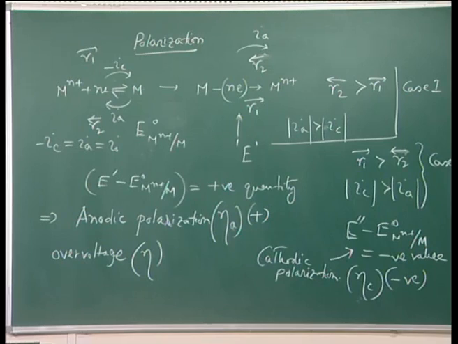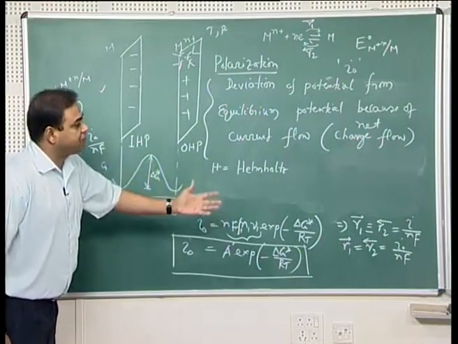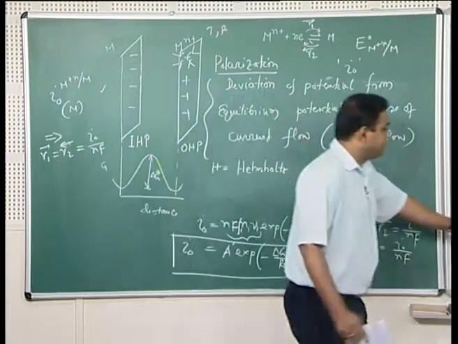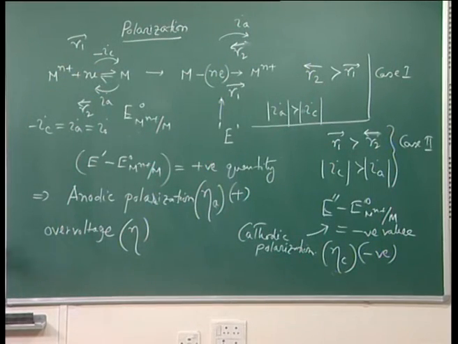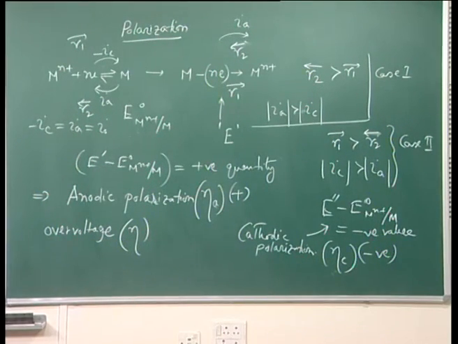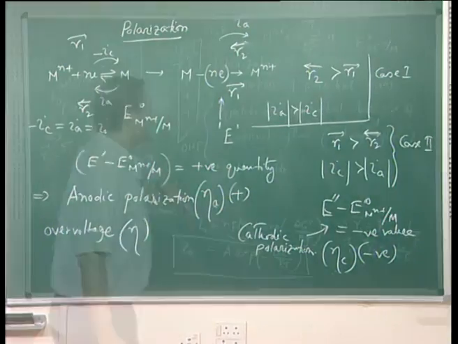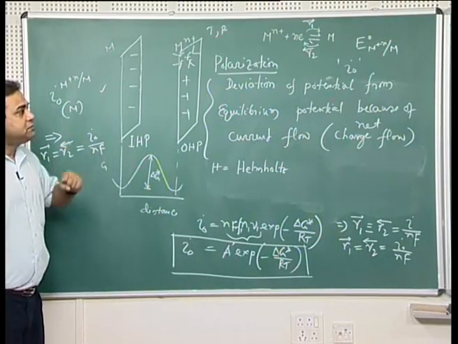So, how can we measure IA and IC as a function of overpotential? Let us have a relation. From this we can have a relation between overpotential and current. What is current? Current is the kinetic part, and overpotential is nothing but the difference in potential, and potential is a thermodynamic quantity. So, we have to relate overpotential, or the polarization, with the current value.